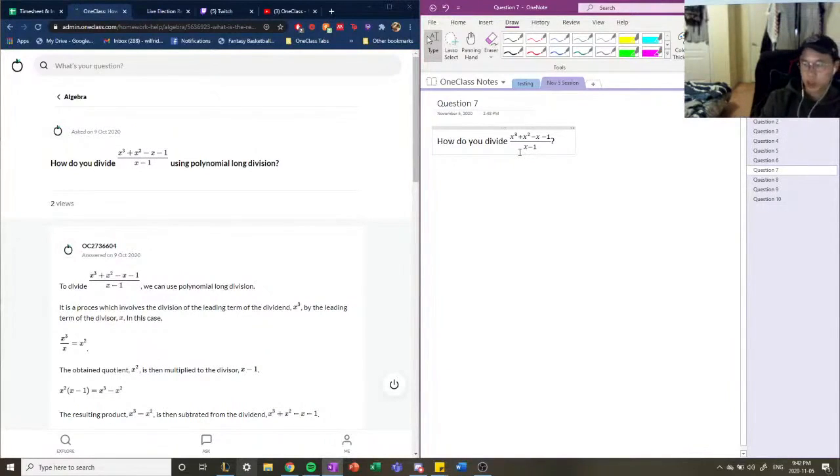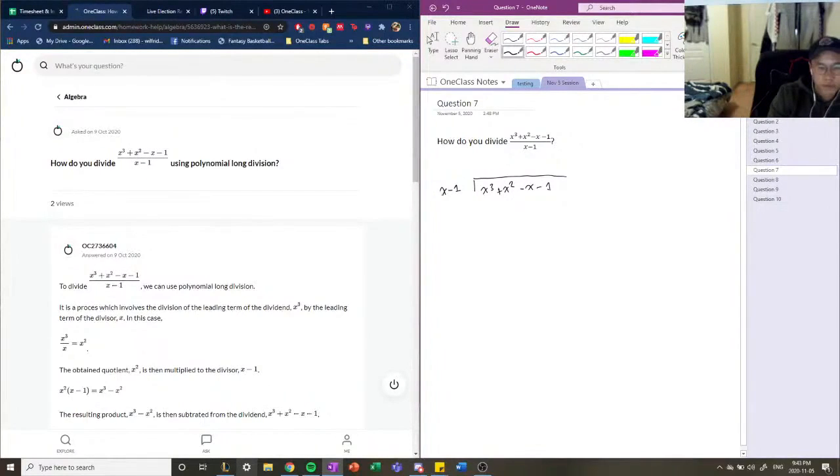And it's similar to long division, except you're using variables and numbers instead of just numbers. So I'll take us through this now. Okay, so we have x cubed plus x squared minus x minus 1 divided by x minus 1. So for x minus 1, we have a huge bracket here, and we put the higher degree polynomial into here. So this is what we're dividing, right?